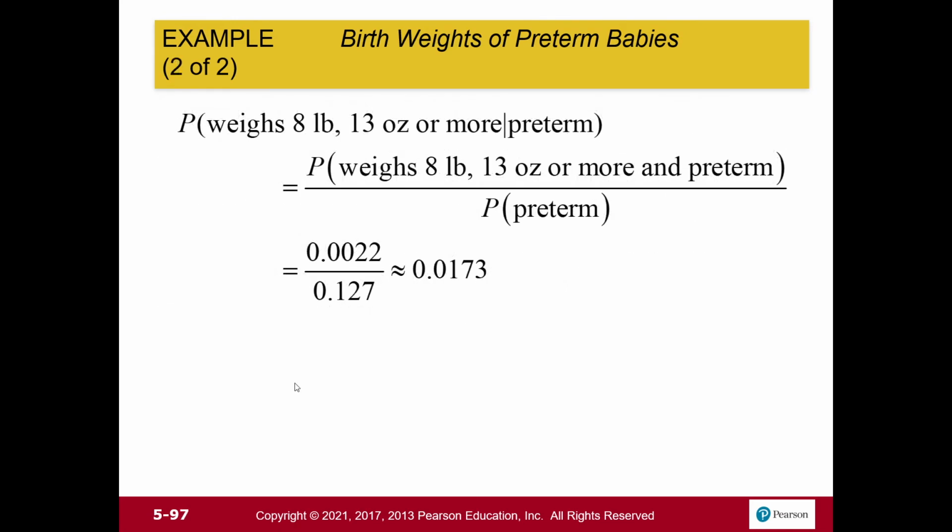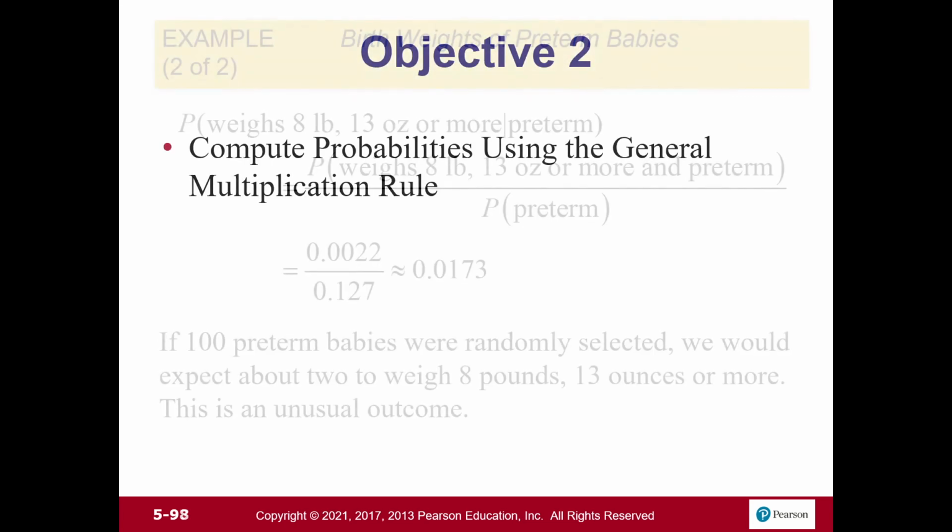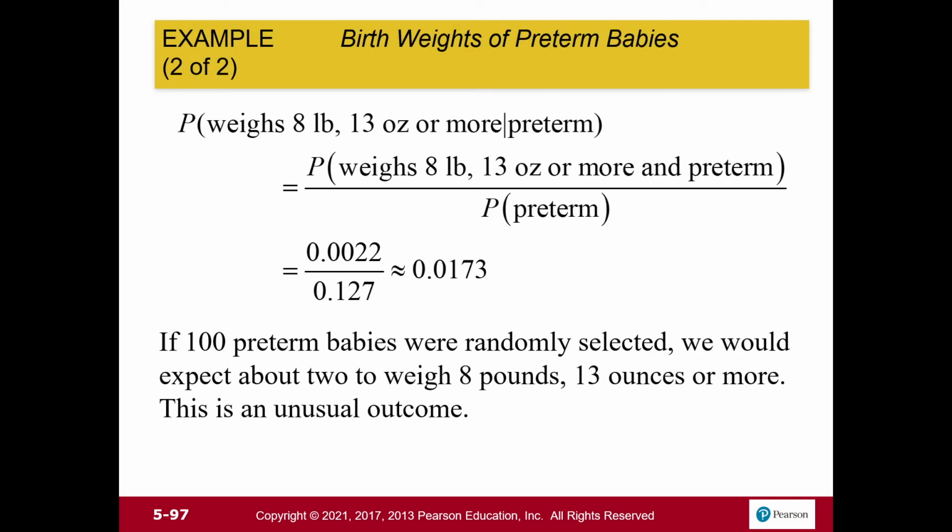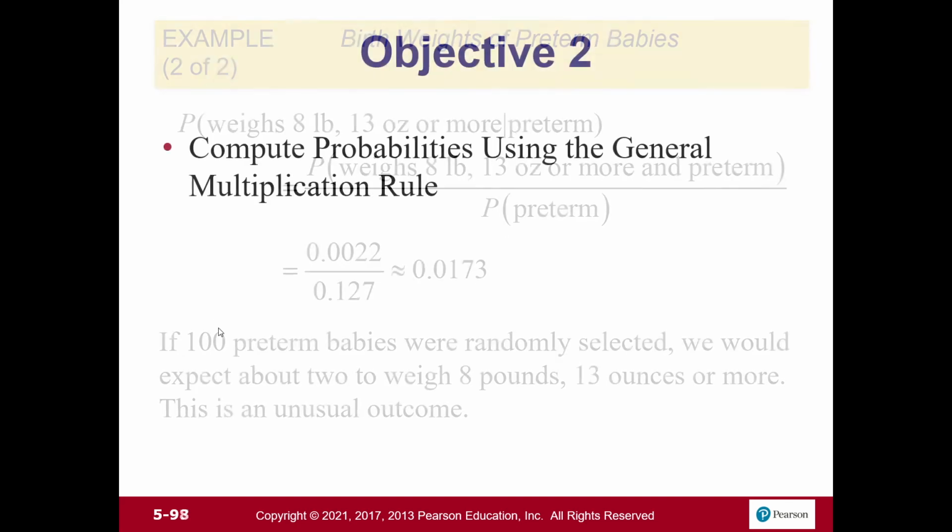Well, we simply go through the probabilities that were given. It was restricted to being preterm, so that is the total amount. And we were also given 0.0022 as the probability of weighing 8 pounds, 13 ounces. So our final answer is about 1.7% of those babies, okay? Out of 100, almost 2 will be that much. It is considered unusual. Any value less than 5%, or 5 out of 100 chance, is considered unusual.